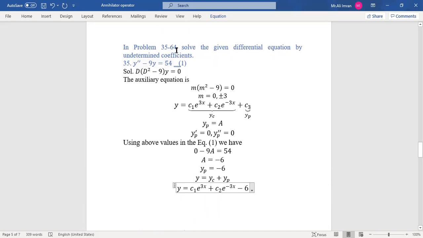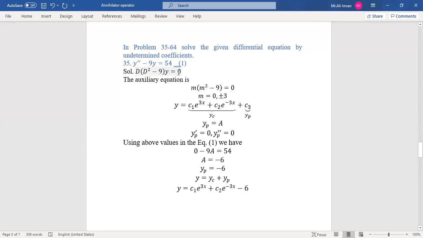Now we will solve some differential equations with the annihilator approach. In problems 35 to 64, solve the given differential equation by the undetermined coefficient method. First, we will write this equation in the form of operator. The annihilator operator of the left hand side will be D square minus 9, and the annihilator operator of the right hand side, as 54 is a constant, is D. So the annihilator operator of the whole differential equation 1 will be D into D square minus 9 into y.